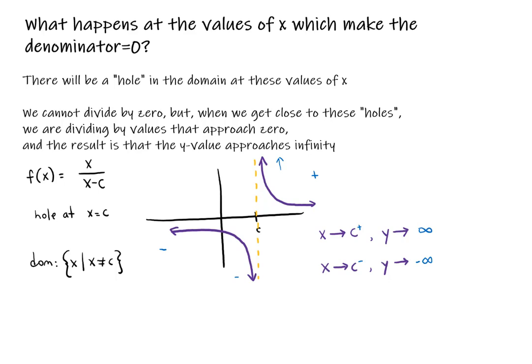I want to reiterate, when I say c plus, that means I'm coming at c from the right hand side. When I say c minus, that means I'm coming at c from the left hand side. It depends on which side of the graph you're coming from.